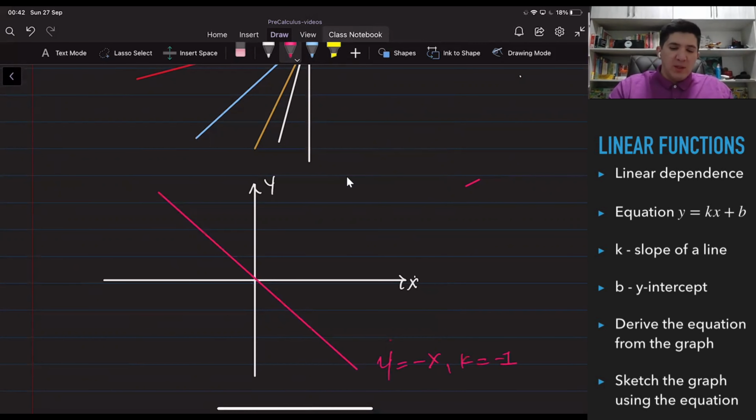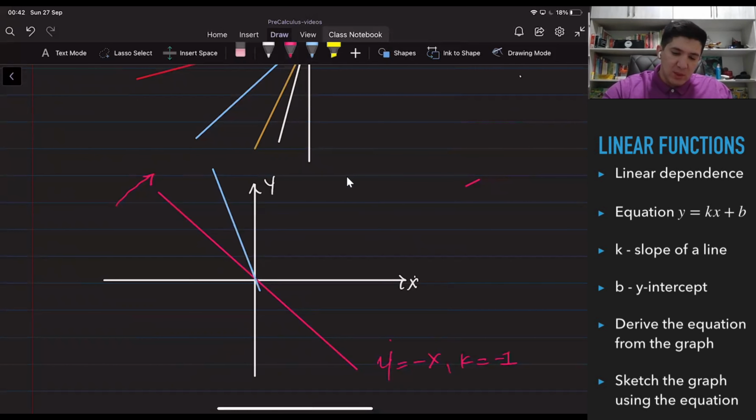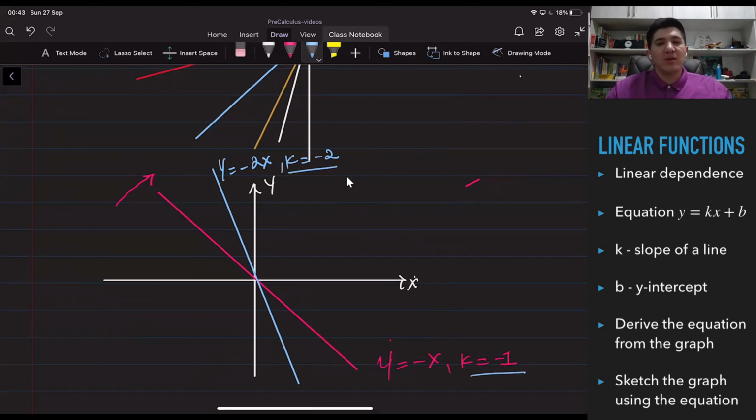So this is going to be minus x. If you are moving towards the y-axis, rotating this line towards the y-axis, then the absolute value of the slope k is increasing. For example, this line, which splits everything by 2 here, has the equation y equals minus 2x. So k is equal to minus 2, and in absolute value it is bigger than minus 1. You are rotating your line again towards the y-axis.